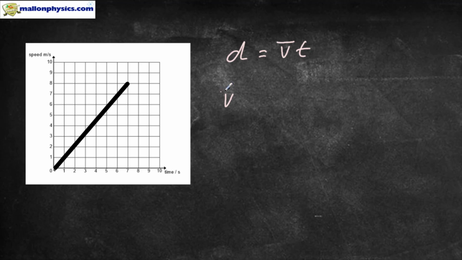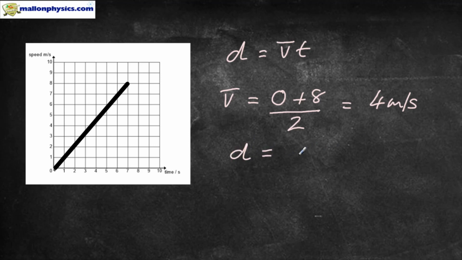Well, the average speed is found quite easily. It is the starting speed, 0, plus the final speed, 8, divided by 2. So that's going to give us an answer of 4 meters per second. So the average speed of that journey is 4 meters per second. It's always halfway if we're going between 0 meters per second and 8 meters per second. So the distance gone by that object, according to the formula, would be average speed 4 meters per second multiplied by the time of the journey, which would be 7 seconds, and that's going to give us a distance gone of 28 meters.